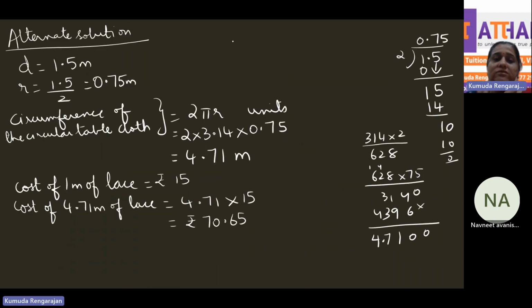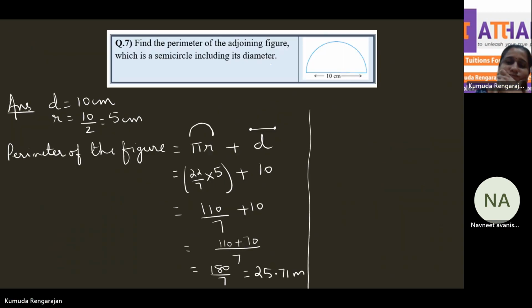So now tell me, what's the formula to find the length of this part of the circle? Pi r. The length of this one is pi r. What is the length of this one? And d, ma'am, that is d. So totally the perimeter is pi r plus d.